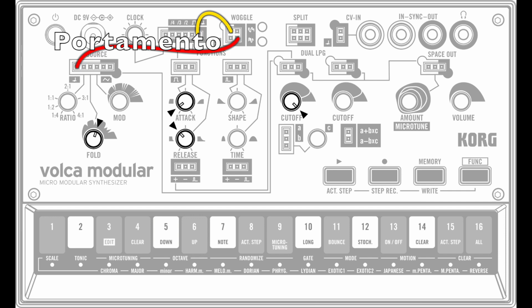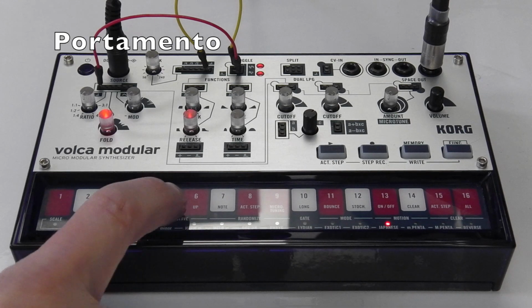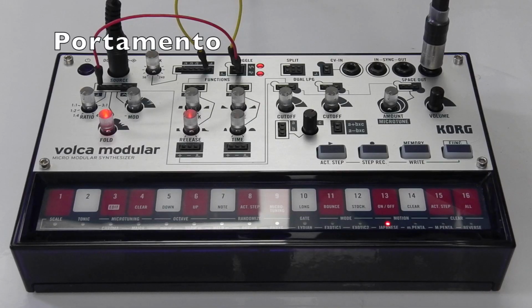So what this does is to send the pitch of the note that you've just played to the woggle sample input, and then the woggle module uses this value, the value of the note that you've just played, to set a new woggle value, and the new woggle value is then sent to the source pitch input, which controls the pitch of the note that you hear.